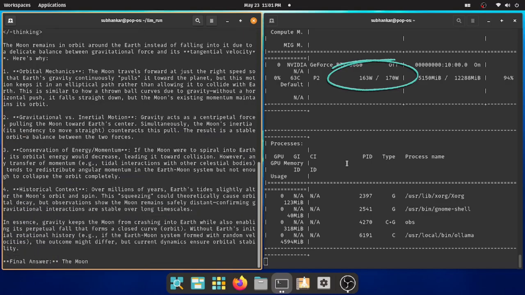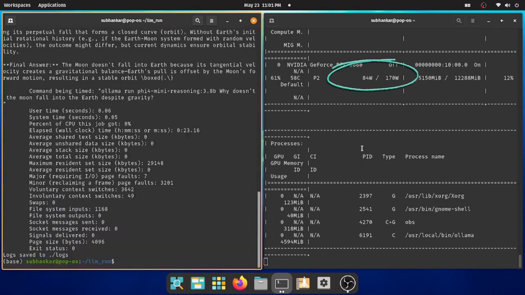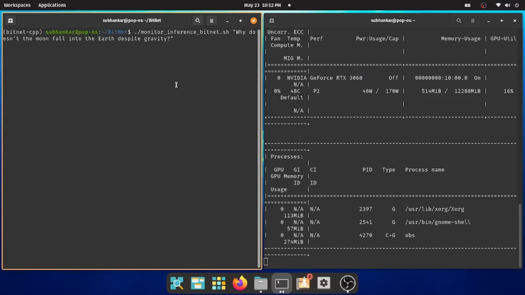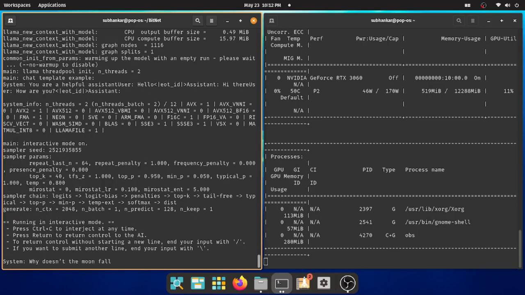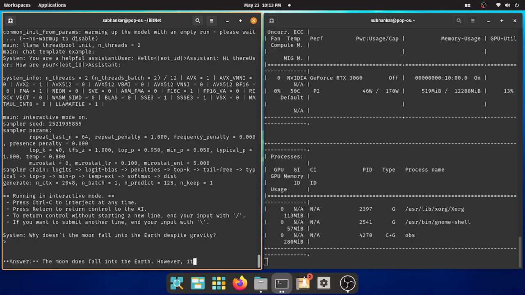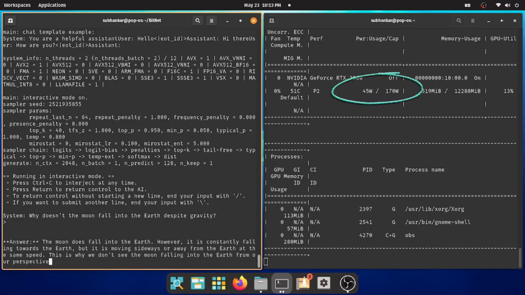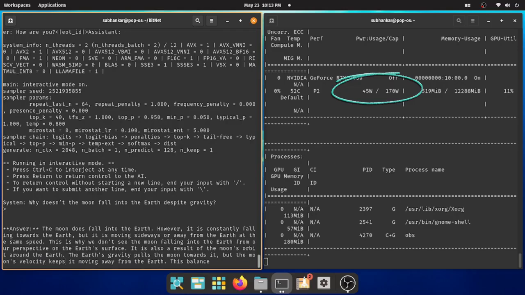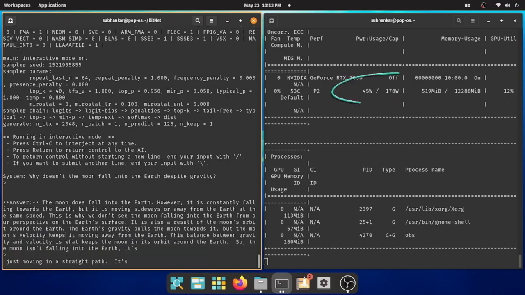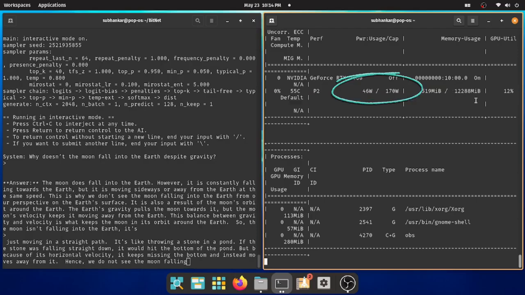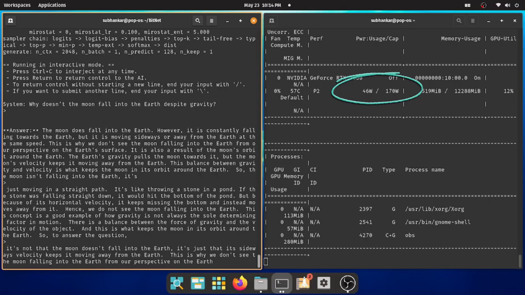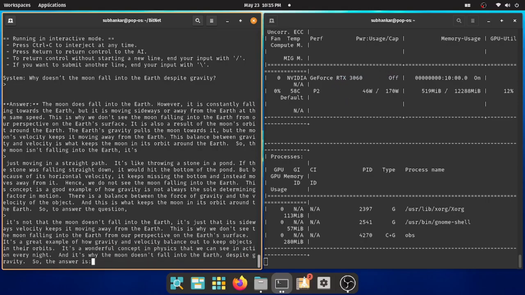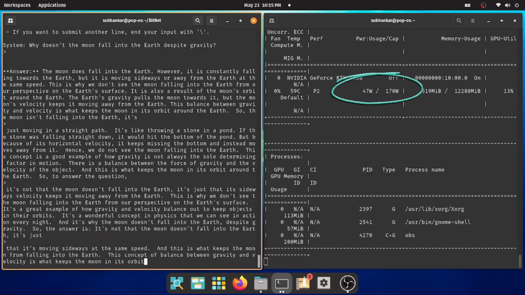Here, Phi-4 Mini Reasoning is using a significant amount of GPU. Let's check with BitNet. BitNet is not using GPU. That's great. The GPU usage is coming from OBS screen recording. That's why BitNet has a low memory footprint, low energy consumption, and is ideal for resource-constrained environments.